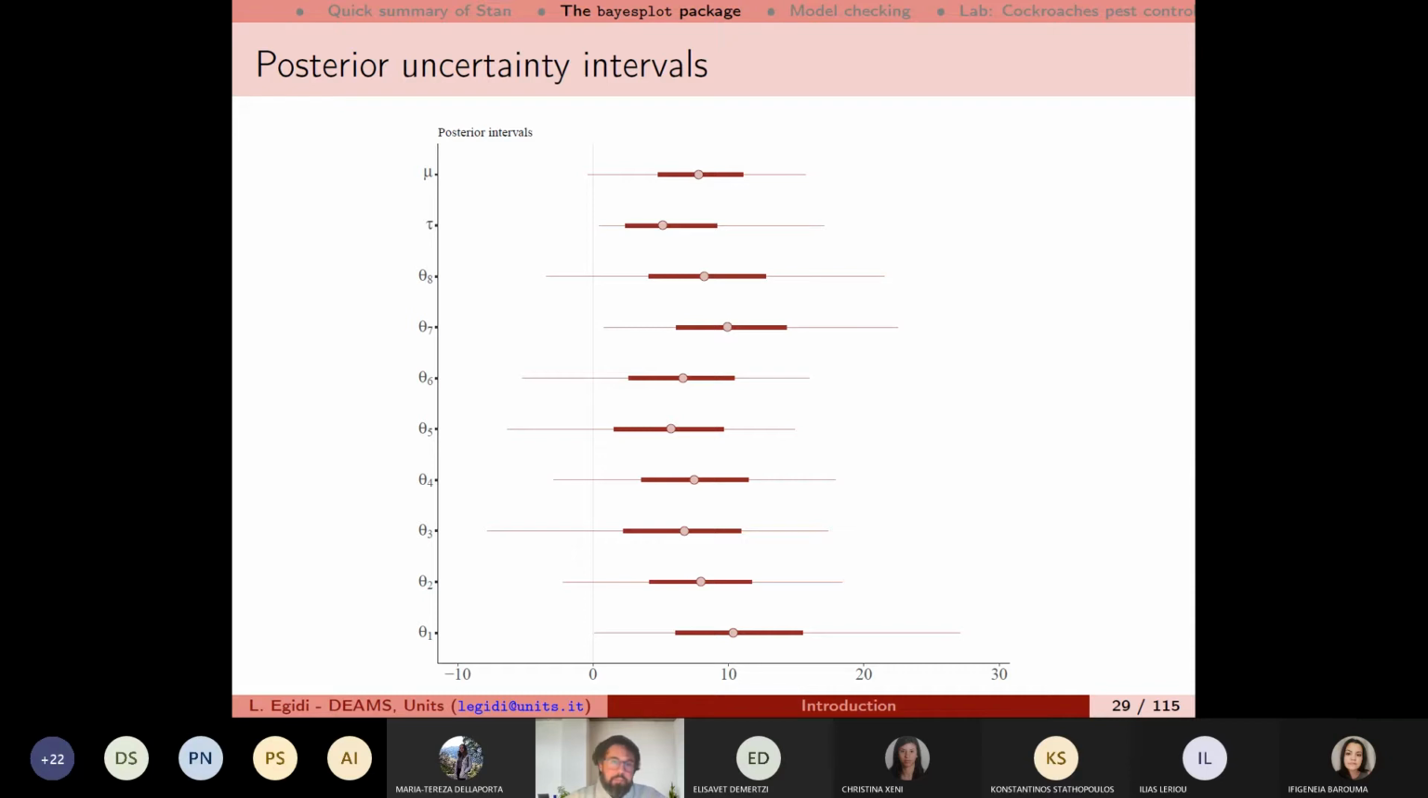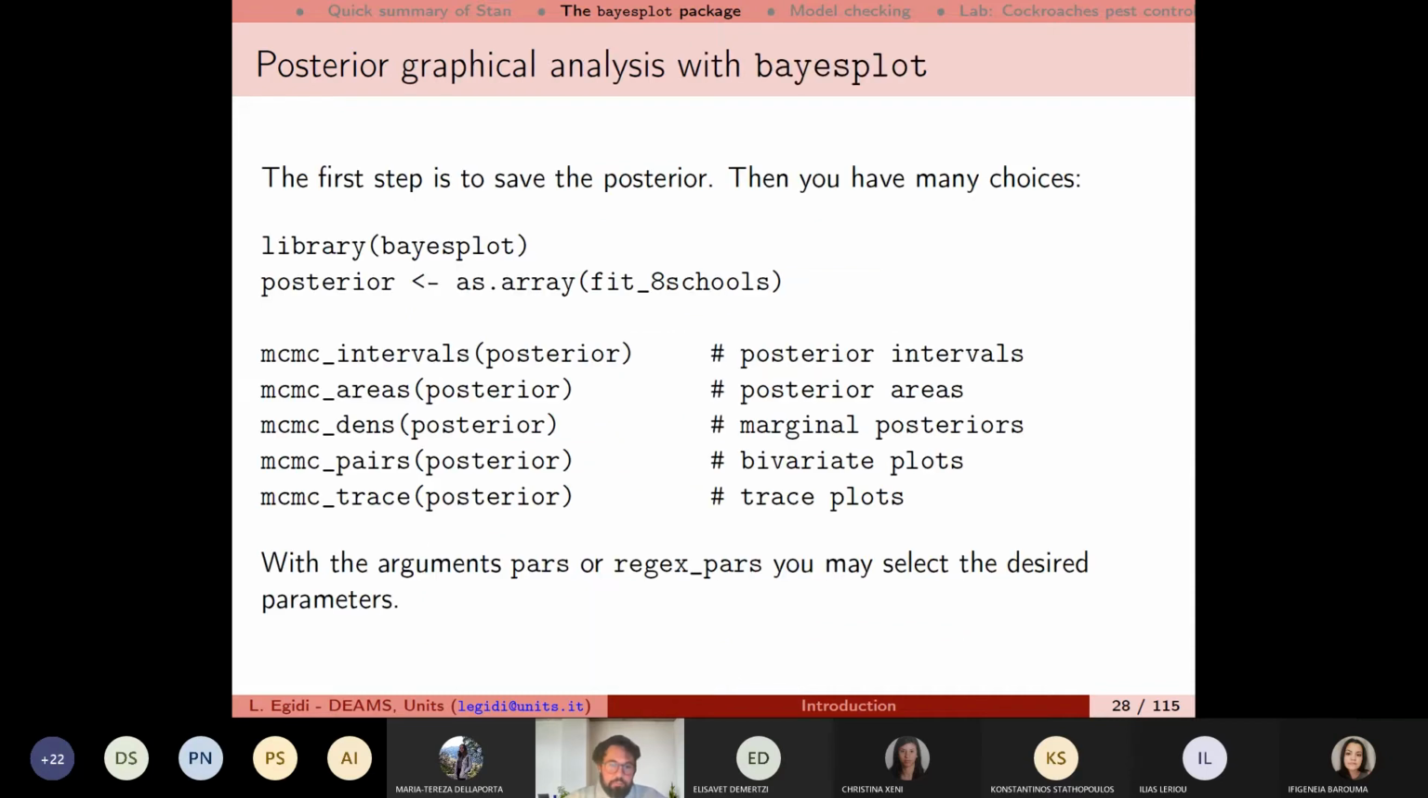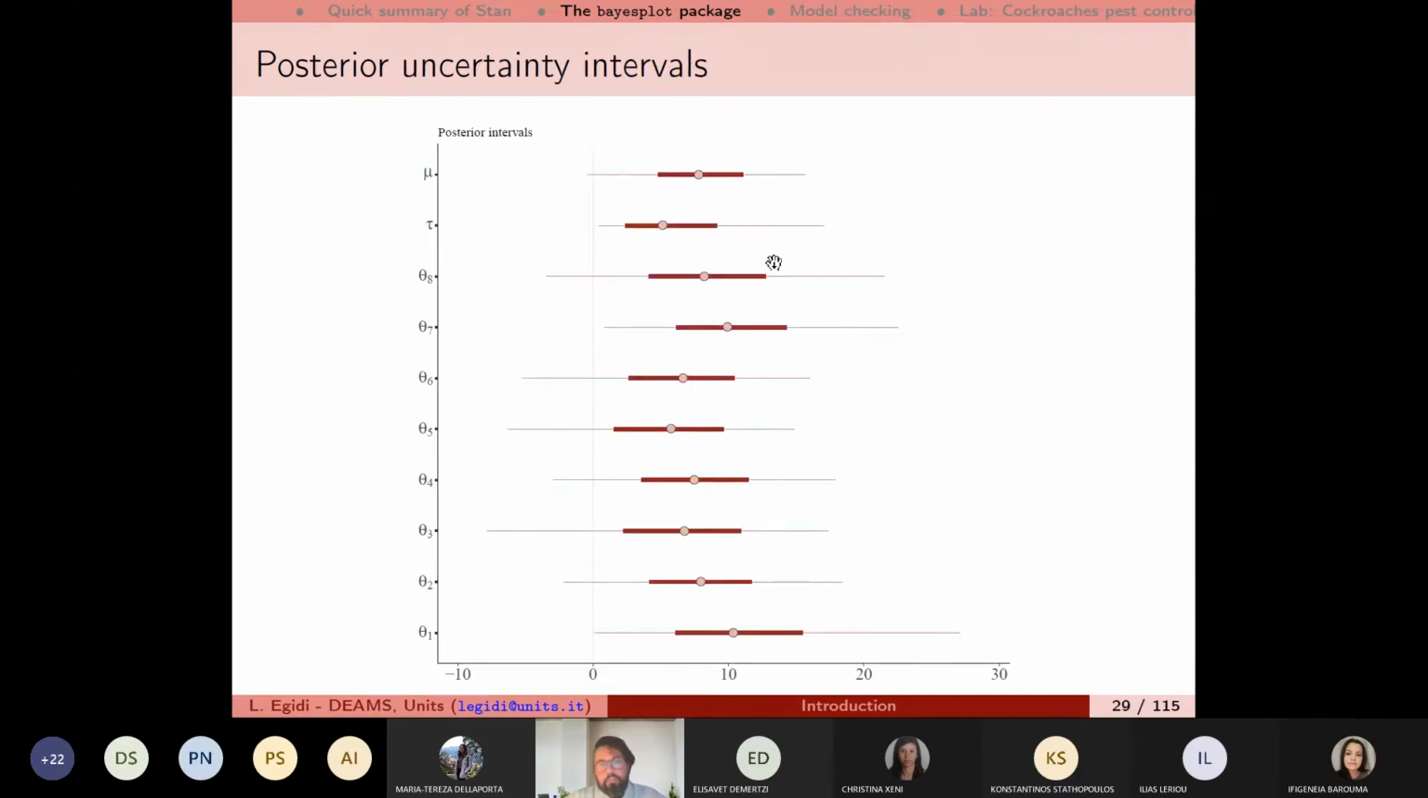So the intervals here are very simple but effective intervals for all the parameters. Basically, we can report the posterior uncertainty intervals at the 50 percent level and at the 95 percent level. The solid line represents the 50 percent posterior intervals, whereas the thinner line represents the 95 percent posterior uncertainty intervals for all the parameters.